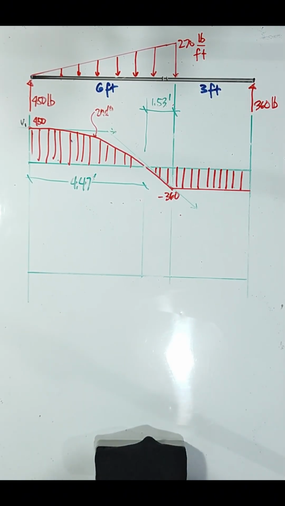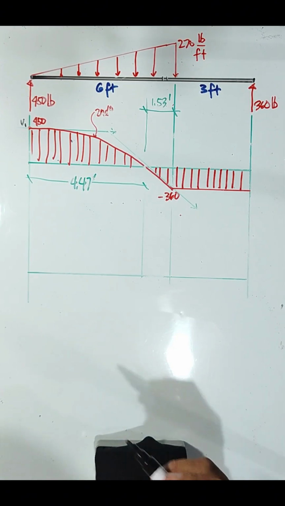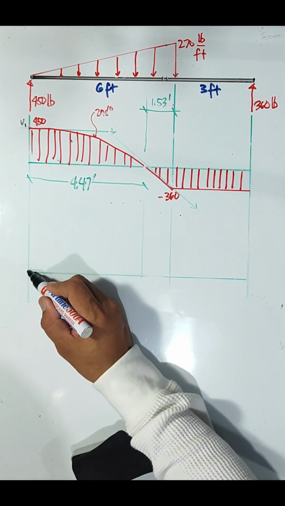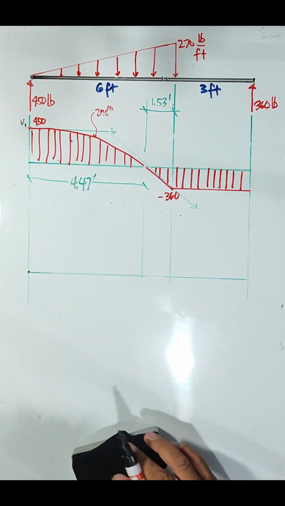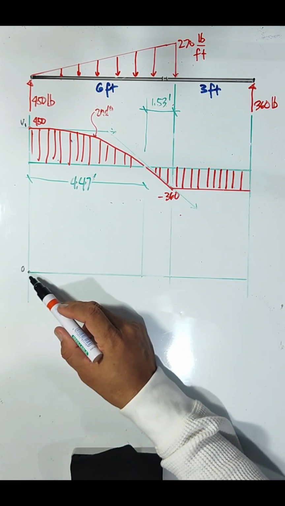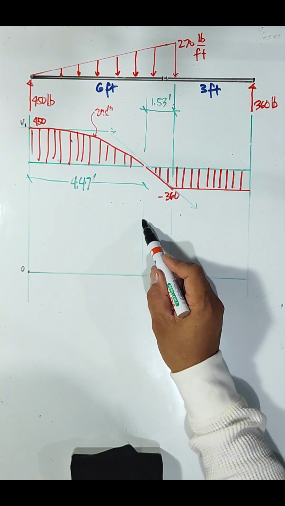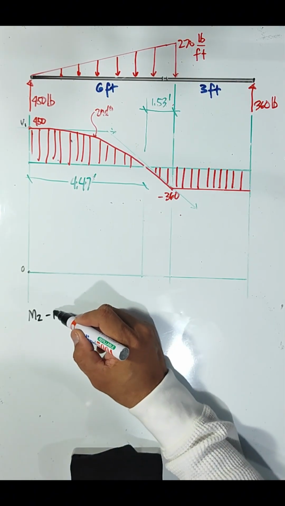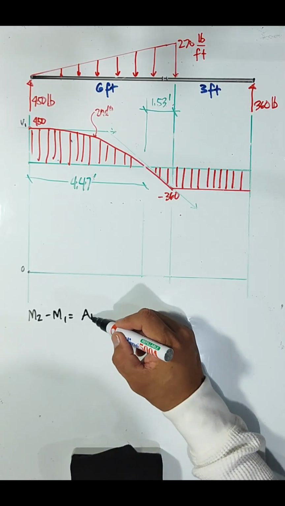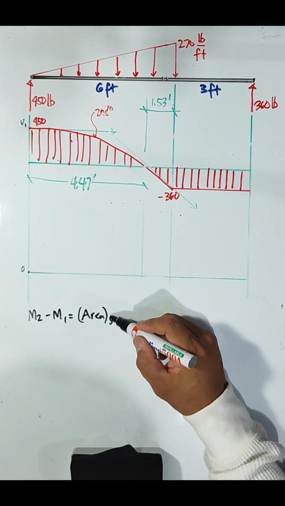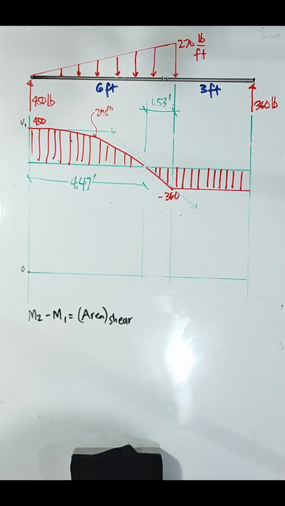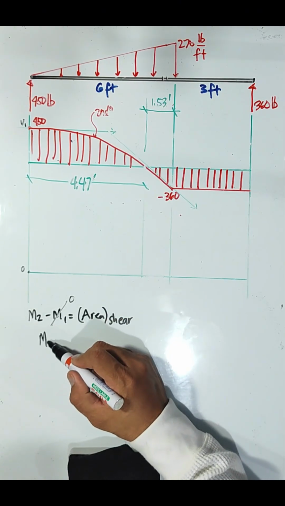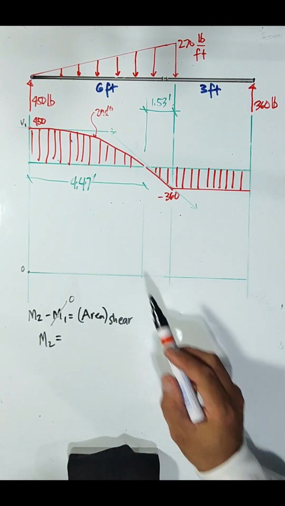So for the moment diagram, we will start at the left end. This is a simply supported beam, which means there will be no bending moment at the end. Then we'll go up to here. So let us solve the moment here. Let's call that moment M2. M2 minus M1 is the area of that portion of the shear diagram. We know that M1 is 0, so our M2 is the area of this one.